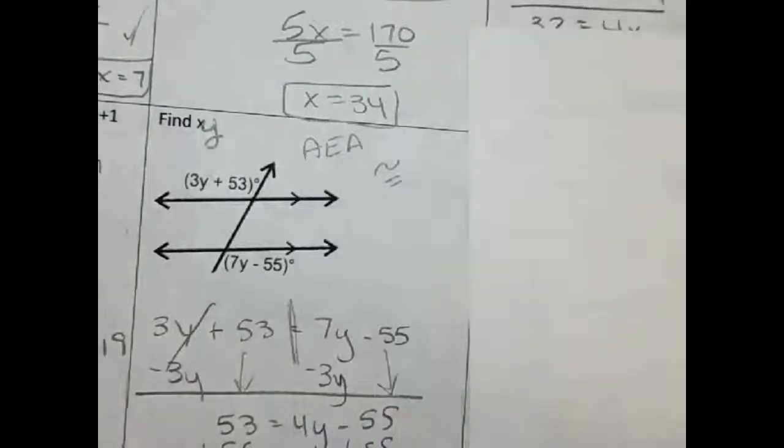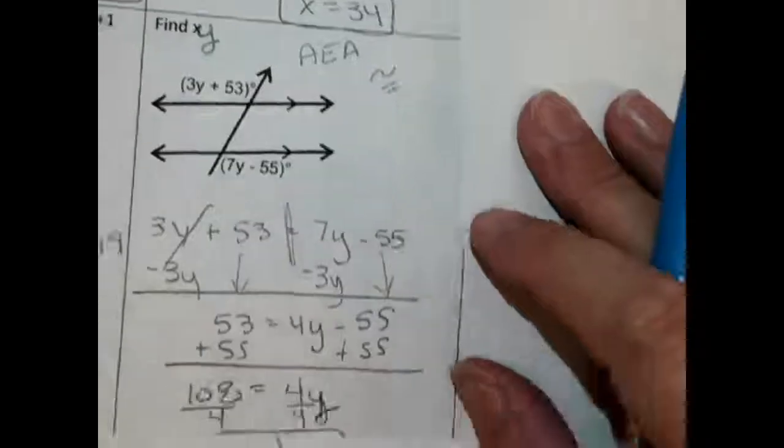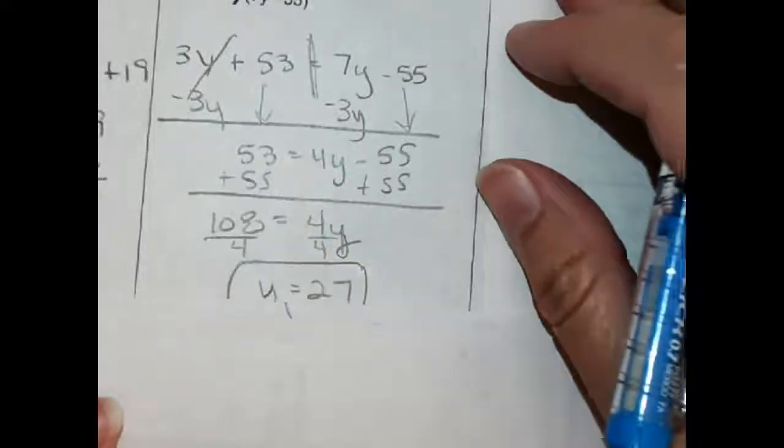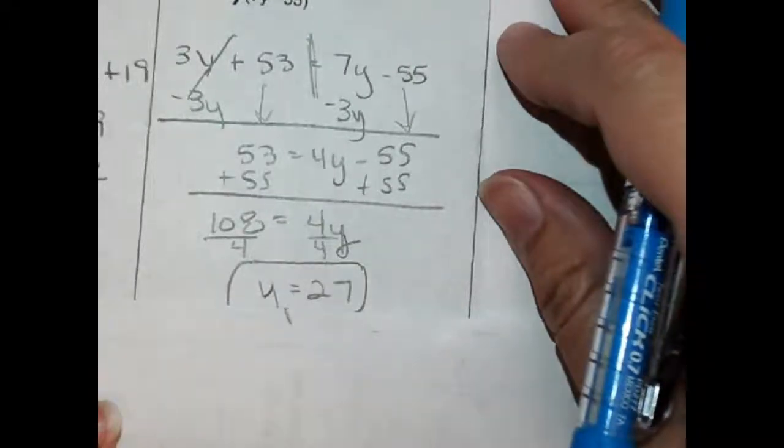Add that up, 108, then divide by the 4, and we finally get 27. Again, you can plug it in to see if it works out.